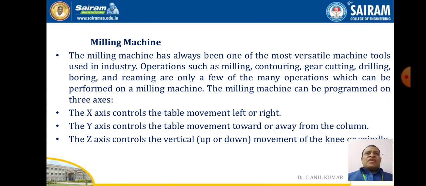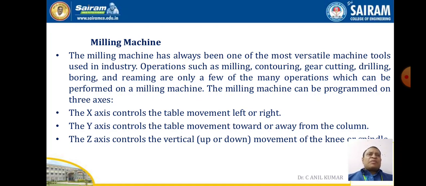As we know, the milling machine is a versatile machine tool. The milling machine is called versatile because by using it we can do so many different types of operations, like milling, gear cutting, drilling, boring, reaming, and even contouring operations. The major difference is we have to use different types of tools, either cutters or end mills.